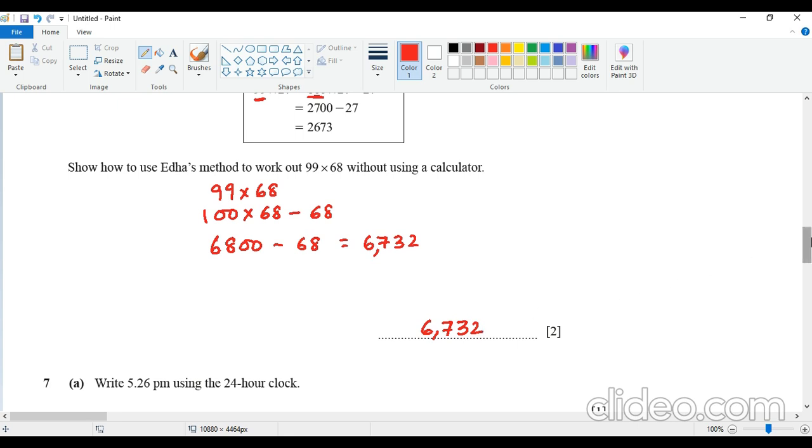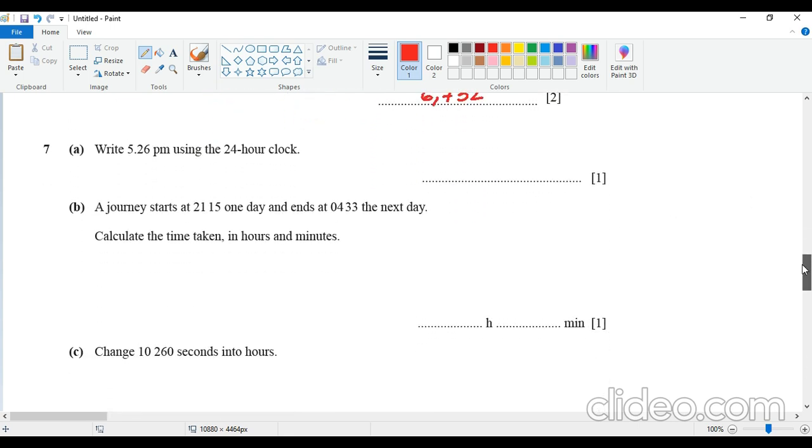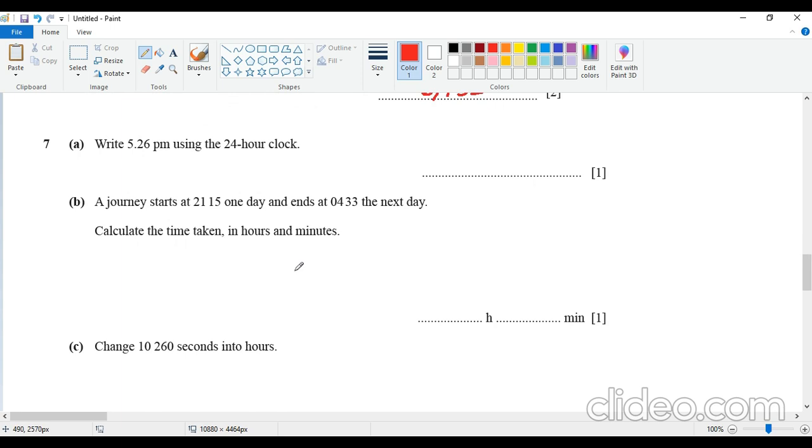6732. Now comes a tricky question about time. It says write 5:26 p.m. using the 24-hour clock. That means 12 noon added 5 hours and 26. So your final answer is going to be 17 hours and 26 minutes. So once you write 17 hours and 26 minutes, it's going to be your correct answer.